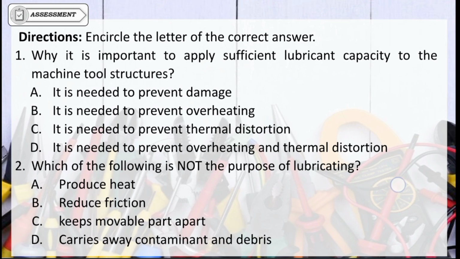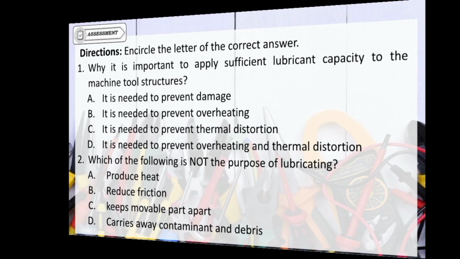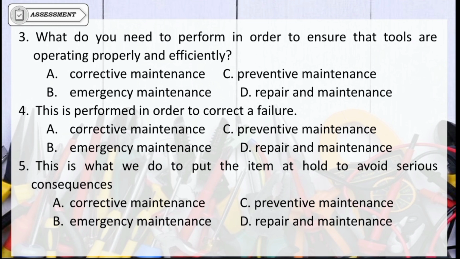And then number 2, which of the following is not the purpose of lubricating? Letter A, produce heat. Letter B, reduce friction. Letter C, keep movable parts apart. Letter D, carries away contaminants and debris. And then number 3, what do you need to perform in order to ensure that tools are operating properly and efficiently? Letter A, corrective maintenance. Letter B, emergency maintenance. Letter C, preventive maintenance. And letter D, repair and maintenance.